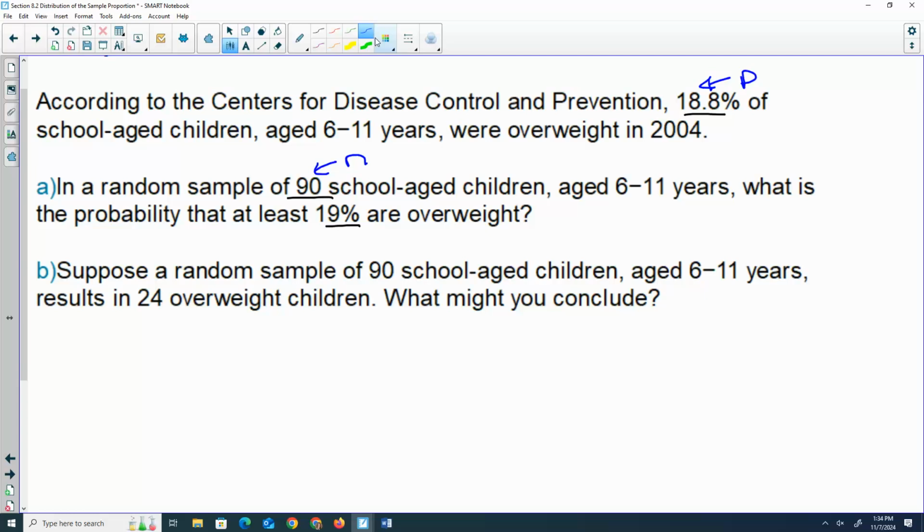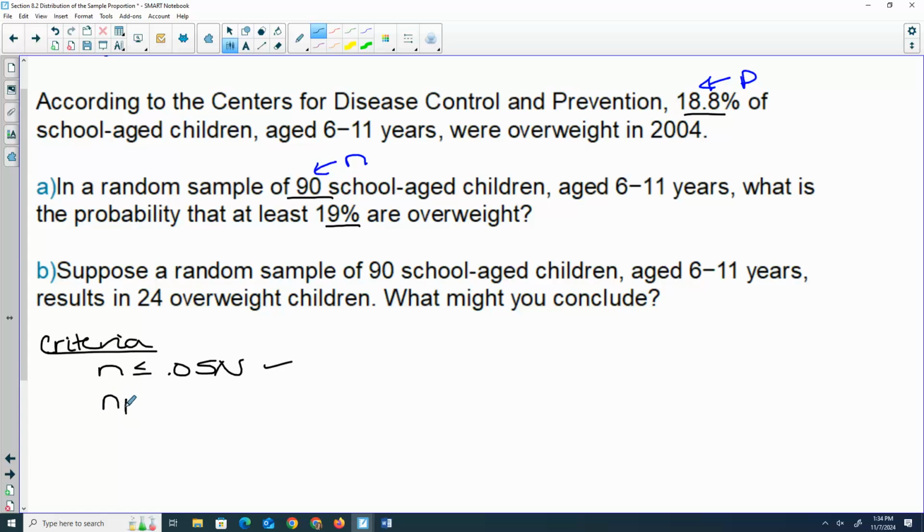First thing we have to do is actually make sure that we can use the stuff. So we need to check our criteria. The first one, most of the time we're not really going to be able to check. Our sample has to be less than 5% of the total population. I don't know the population of all school-age children, but do you think 90 is less than 5%? Yeah.